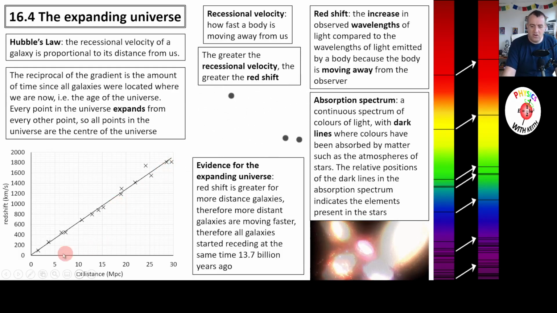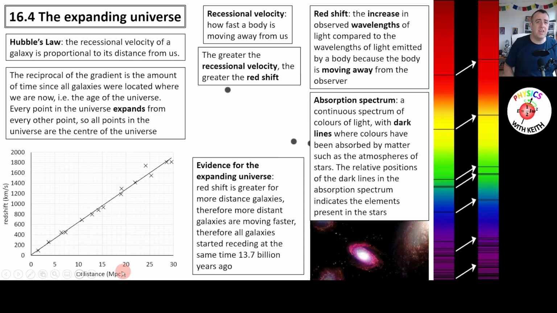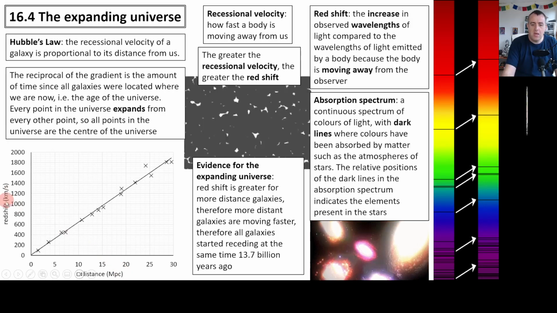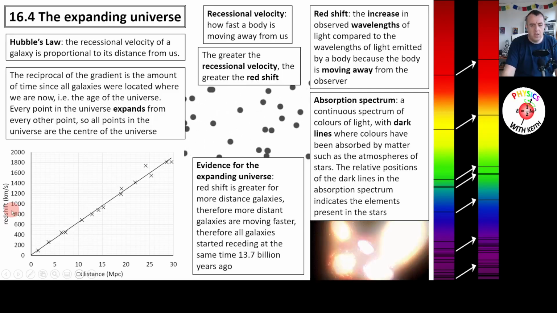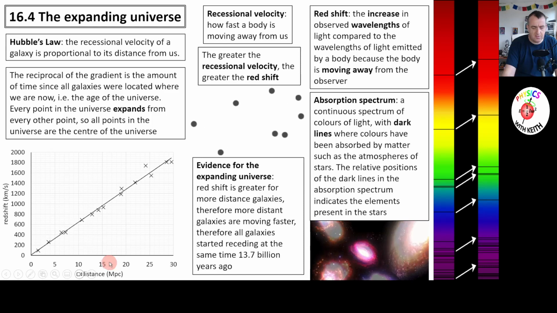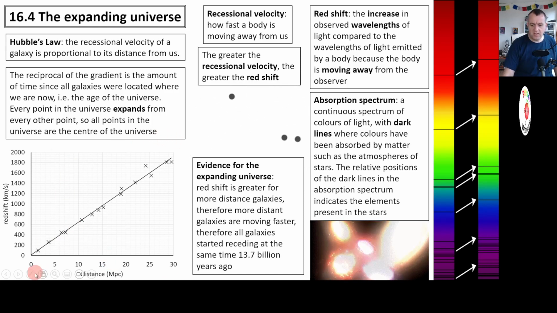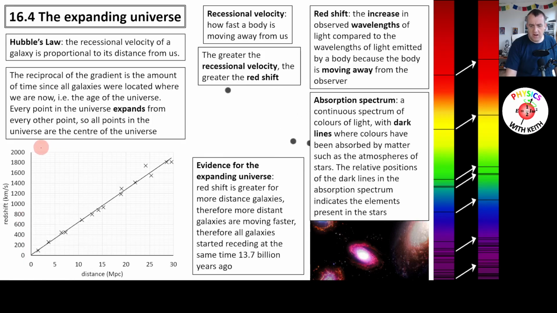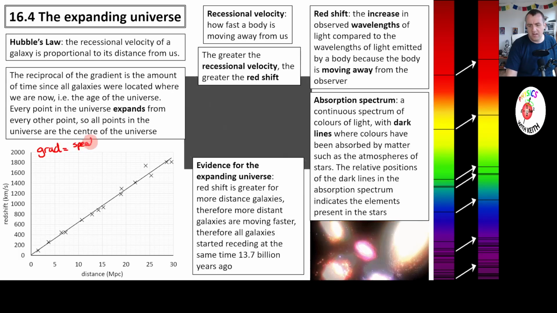Now, this is interesting. On the x-axis is distance. It's an odd unit, megaparsecs, and if you want to know what a parsec is, look at my astronomy videos. But it's a big unit of distance. And we've got redshift. That's a speed. Okay. So the gradient of this graph would be a speed divided by a distance. Well, what is a speed? So let's just write some things down here. So the gradient is a speed divided by a distance.